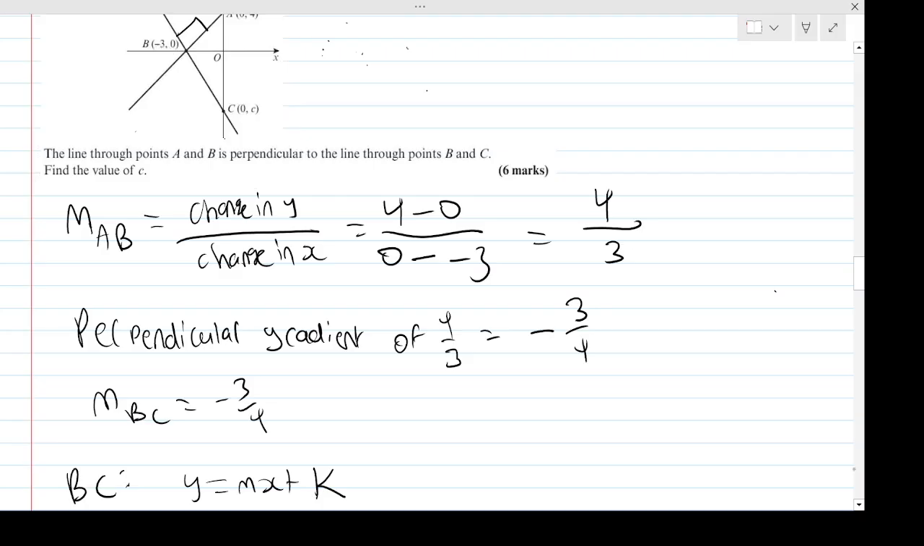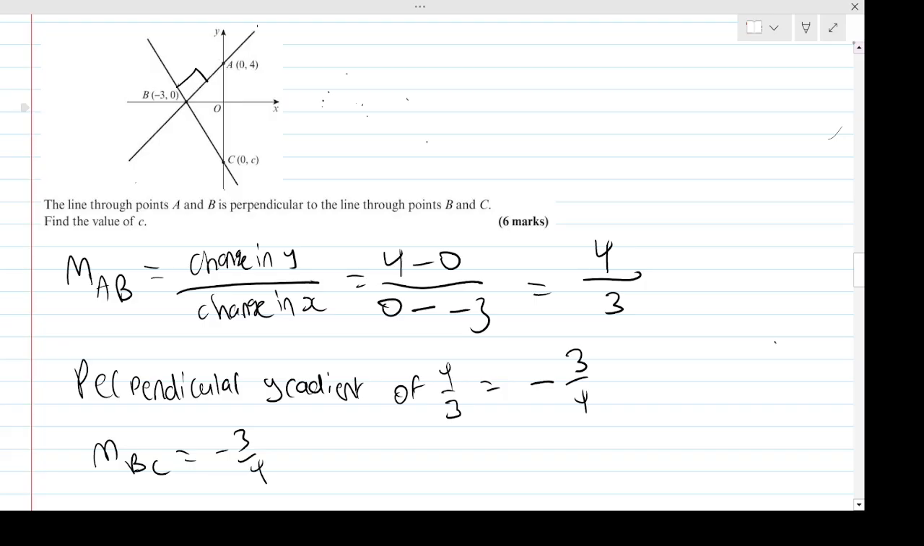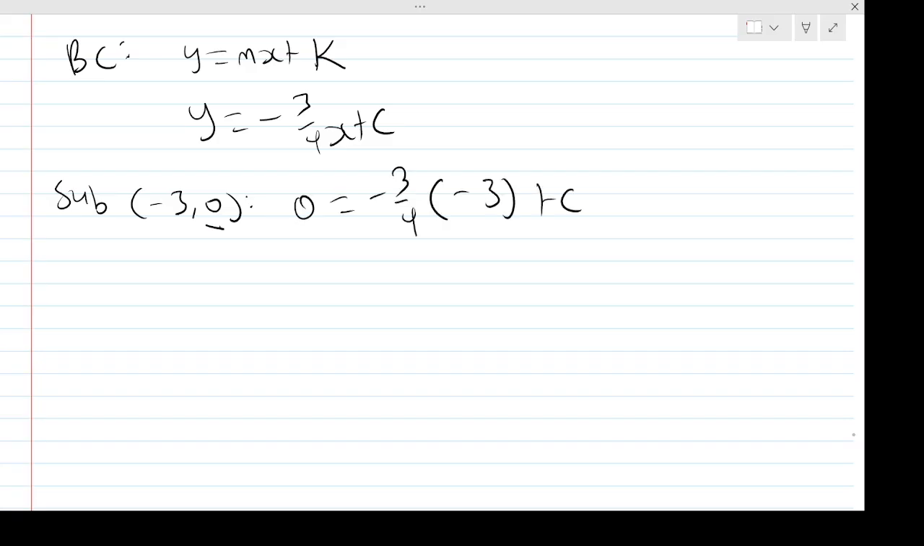Okay, we need to find the y-intercept of this line here. Well, I need a point on the line BC to then find that missing letter, that k. Okay. Well, I know a point on the line. I don't know what c is because there's a missing letter, but the line also goes through B, and that is minus 3, 0. So I can substitute that in. So I'm going to sub in minus 3, 0. So then y, well, y would be 0 in this case, is minus 3/4 of minus 3 for x plus k.